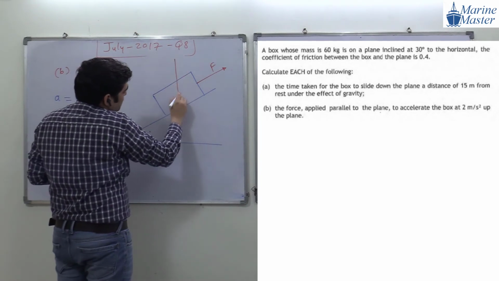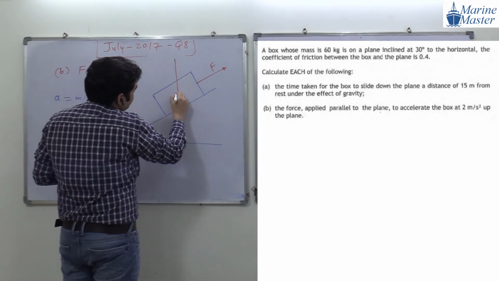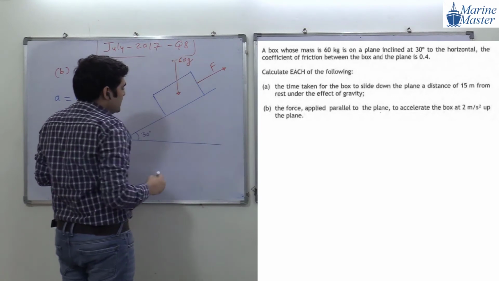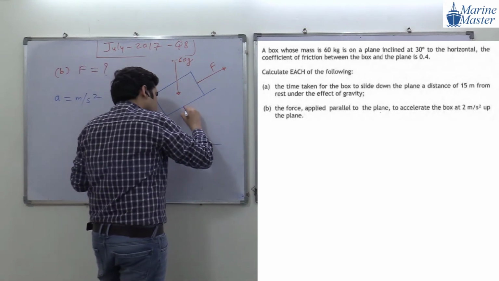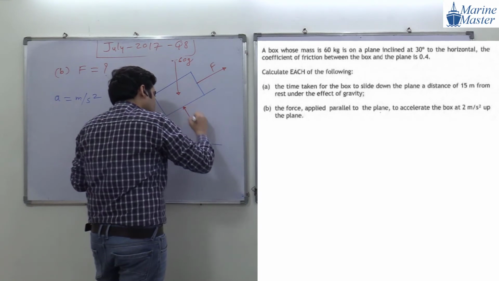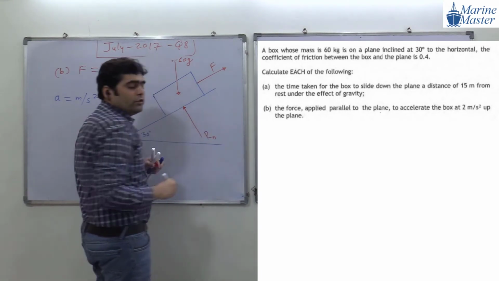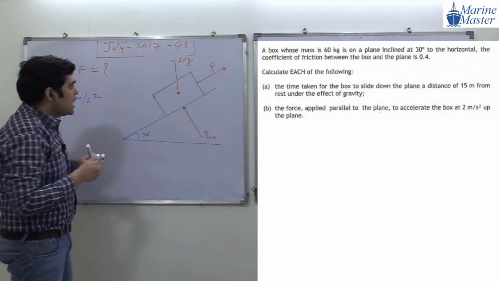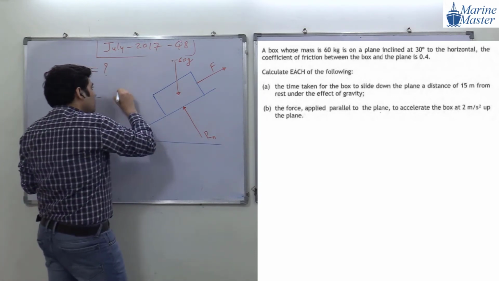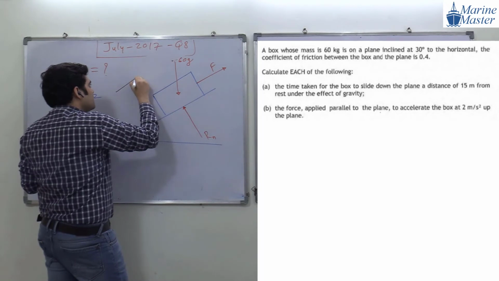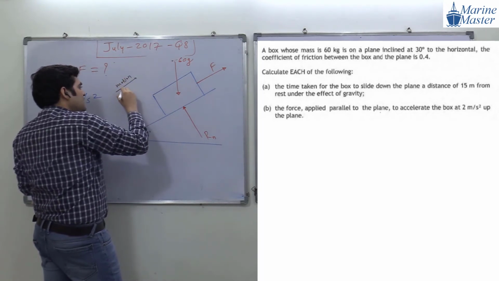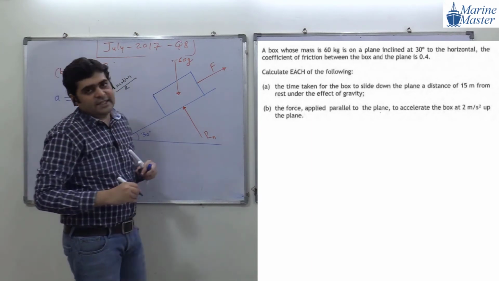How much will be the weight of the box, everyone? Weight will be 60g. Then there will be a normal reaction. Normal reaction is always normal to the plane. How is the motion in this scenario? Motion is up the plane, and acceleration is always in the direction of motion.